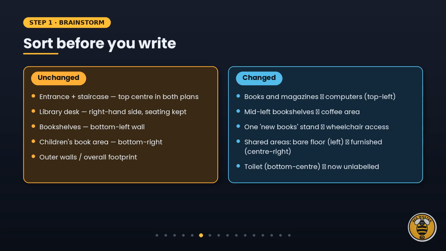So let's brainstorm in 2 columns. Unchanged: the entrance and staircase, the library desk, the bookshelves in the bottom left, the children's book area, and the outer walls. Changed: books and magazines became computers. The mid-left bookshelves became a coffee area. 1 new book stand became wheelchair access. The shared areas moved from bare floor on the left to furnished space on the center right, and the toilet is no longer labeled.